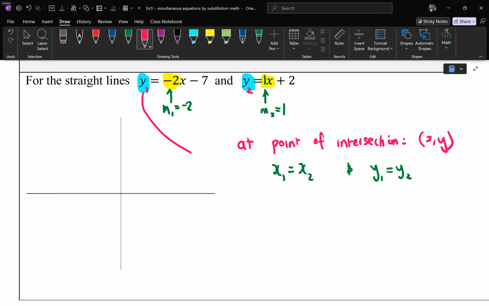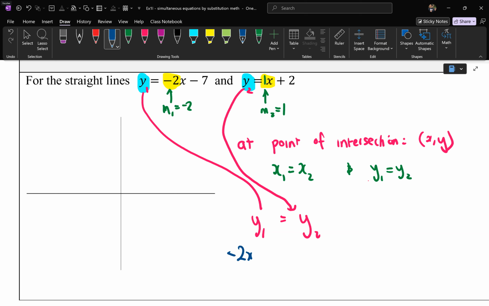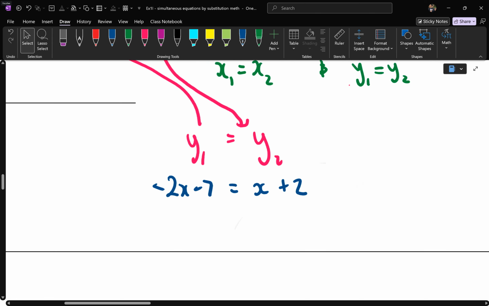Since this is y1, and we said that y1 needs to equal y2, and this is y2, then I can rewrite it as negative 2x minus 7 is equal to 1x plus 2. I promise you, by the end of the year, if you ask a mainstream Year 9 about it, they'll jump to this step straight away, and they do that for everything, but they don't know why. There is a reason: y1 equals y2 only occurs at the point of intersection. Nothing else.